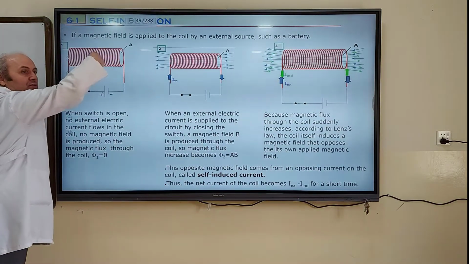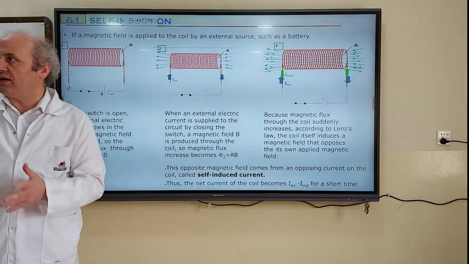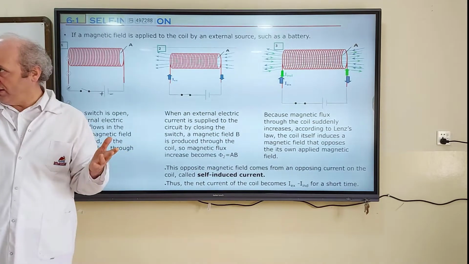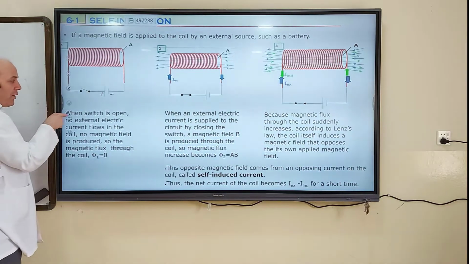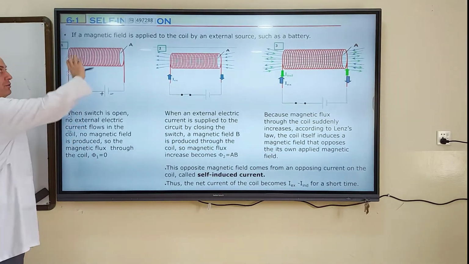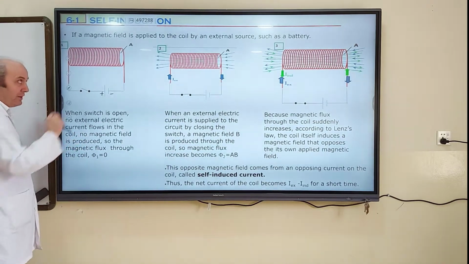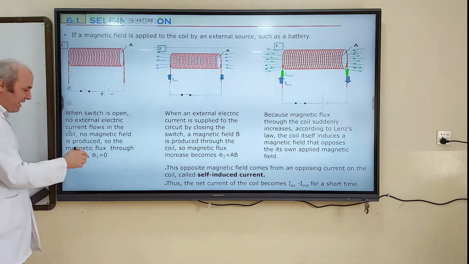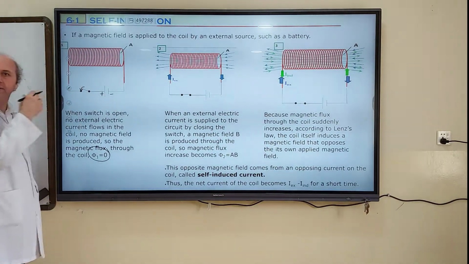No magnetic field is produced by the coil. So no magnetic field means no magnetic flux, because remember magnetic flux is A times B. If B is 0, magnetic flux is 0. You remember the equation of magnetic flux? A times B. So first case, when the switch is open, no external electric current flows in the coil. No current is given to the coil. If no current is given to the coil, no magnetic field is produced in the coil, so no magnetic flux in the coil. So magnetic flux initially is what? 0.